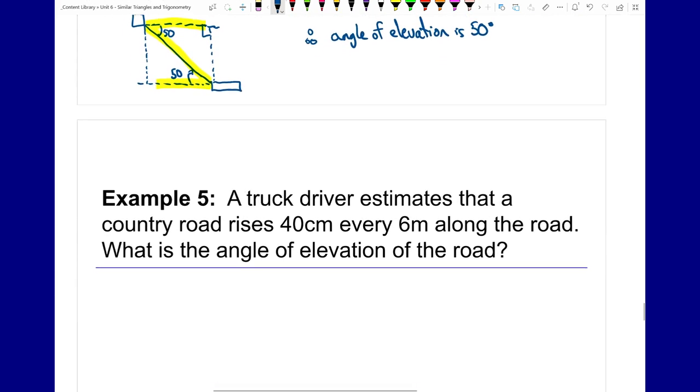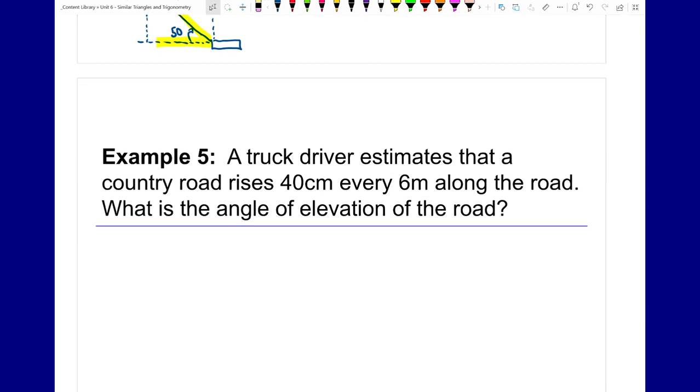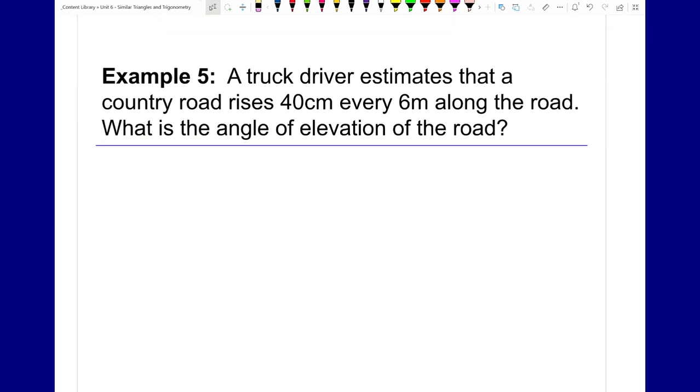Our last example: a truck driver estimates that a country road rises 40 centimeters every 6 meters along the road. What is the angle of elevation of the road? So we have our country road and it's rising over a certain distance. We want to figure out what this angle of elevation is down here. From our scenario, we know that it rises 40 centimeters for every 6 meters. One thing to think about: we have two different units, so we need to do a conversion. We need to have the same units.